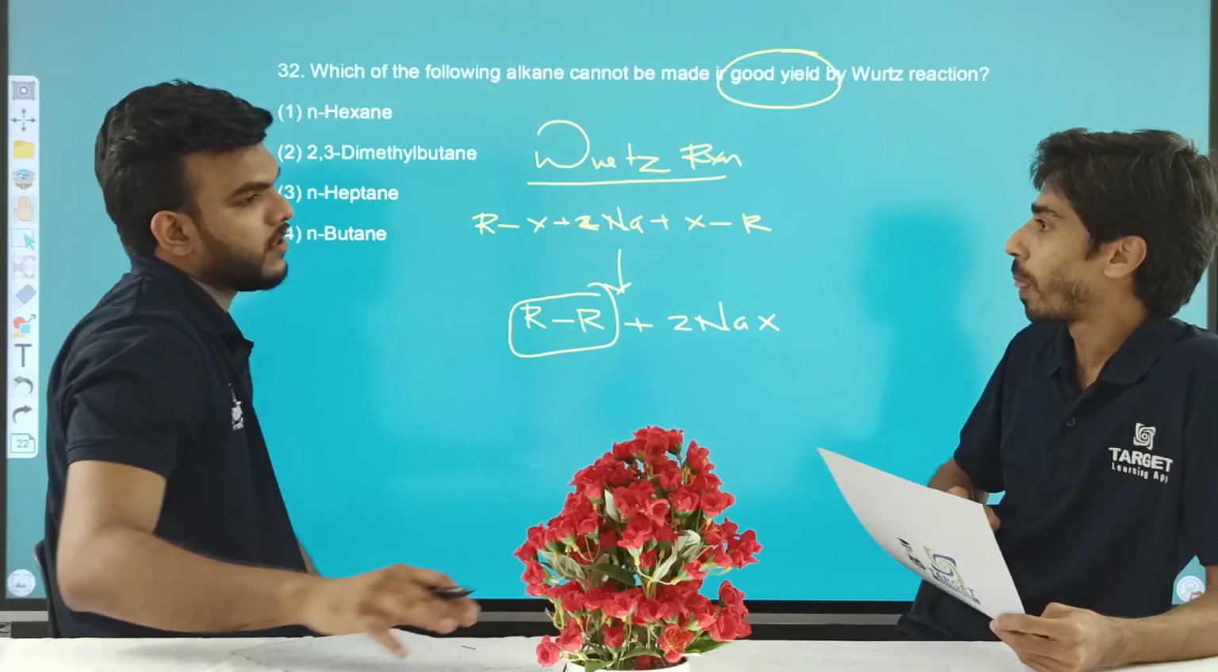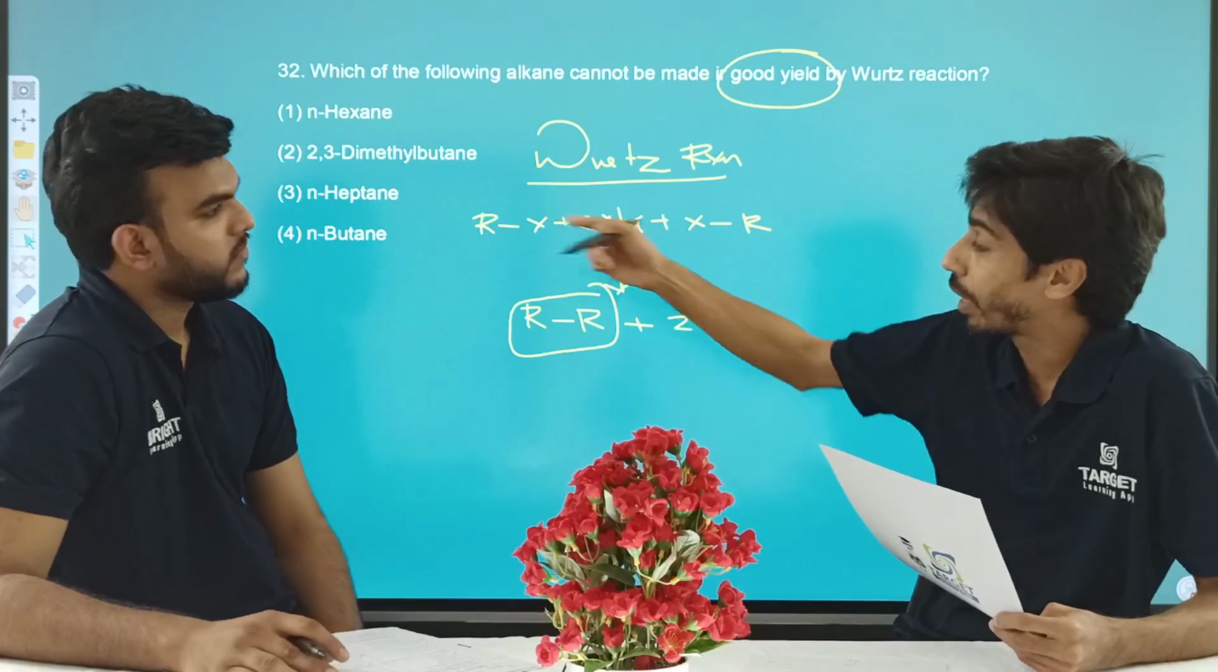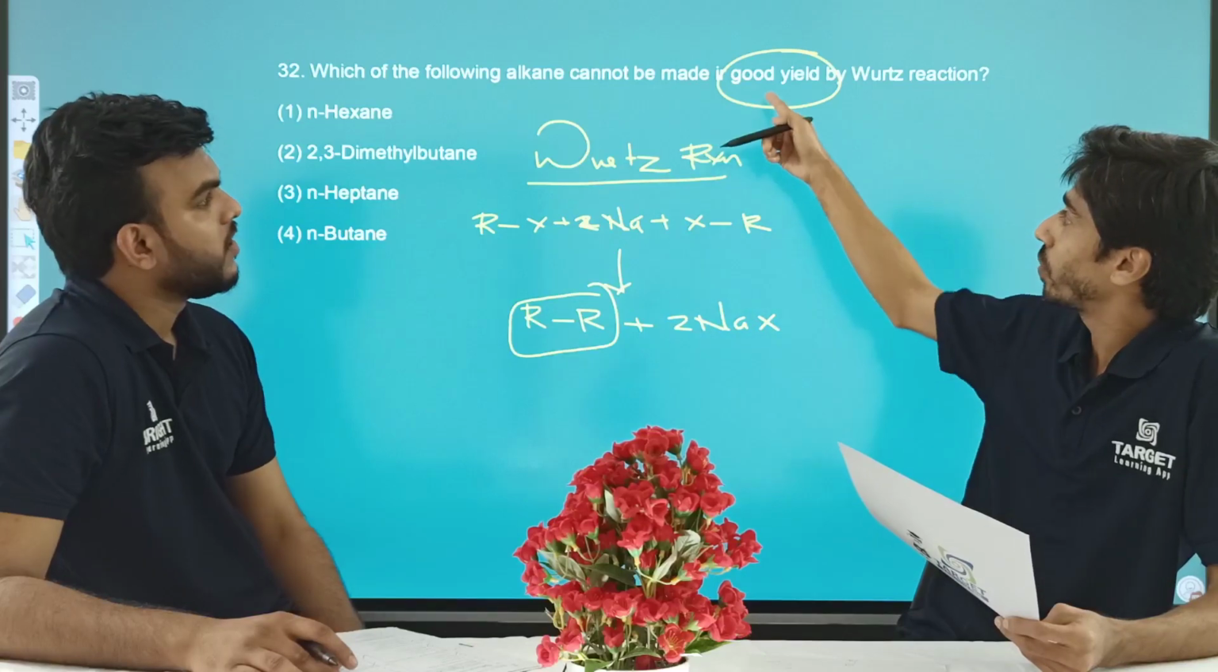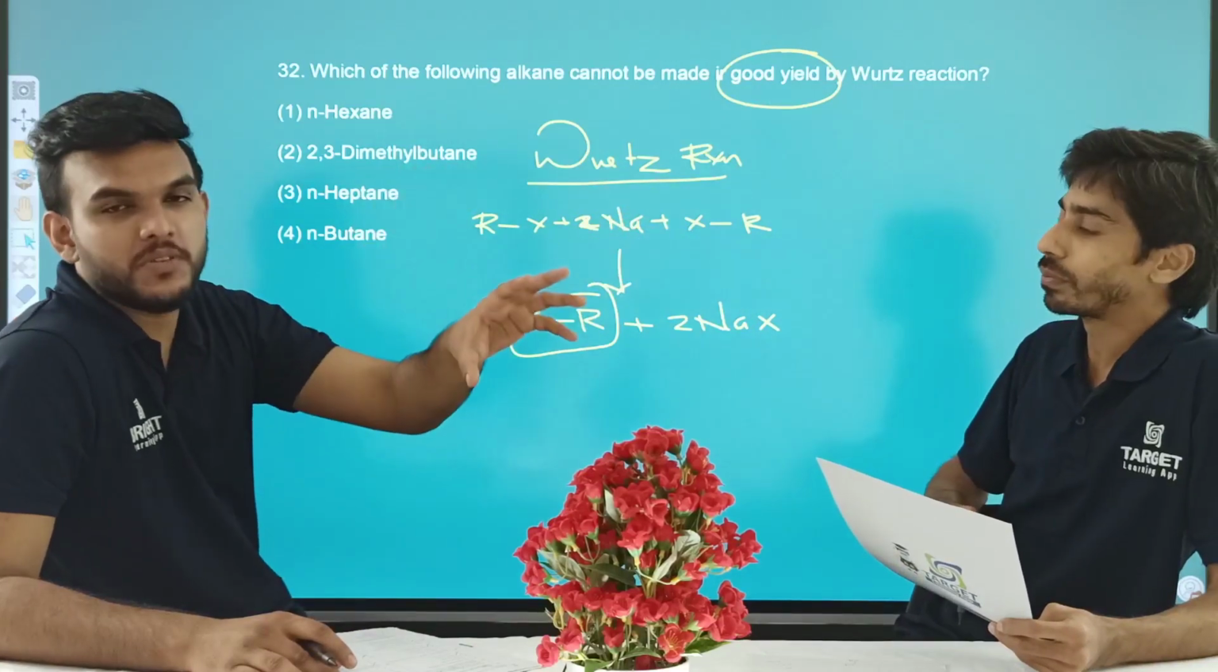Yes, it's possible. But the thing is that we will not be getting n-heptane alone. You'll be getting a mixture of products, and one of the products will be n-heptane. But the question is about a good yield. That's actually the question.